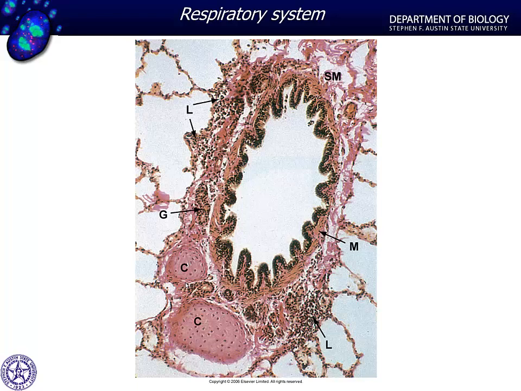So once again, as we're looking at our bronchi, we're going to have some cartilaginous elements associated with our respiratory mucosa. And we're going to have our spiraling smooth muscle on the external surface. So again, we're still looking at bronchi.